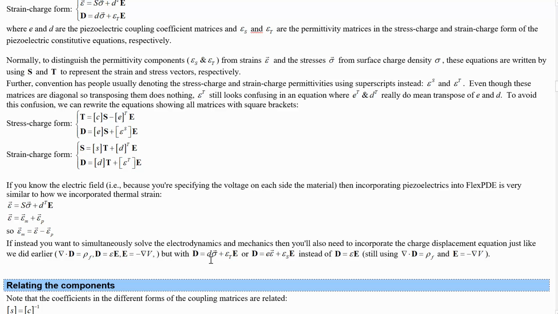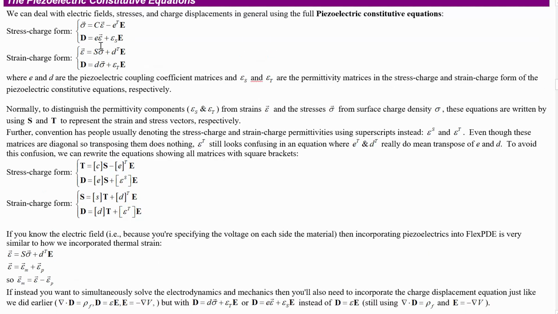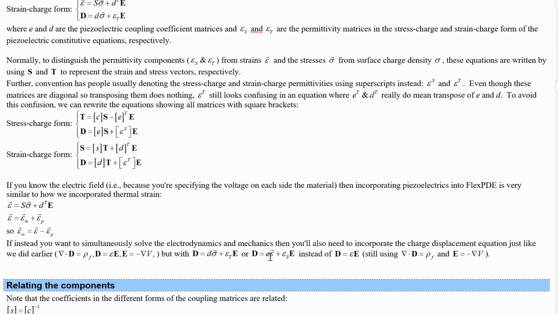But with D, instead of being equal to epsilon E, D is going to equal the piezoelectric D matrix times sigma plus epsilon T times E, or maybe using the other form, we're going to say that D is the E matrix times the strain epsilon vector plus epsilon permittivity times E. So instead of using just the raw linear dielectric relationship, we can still use the other two though.